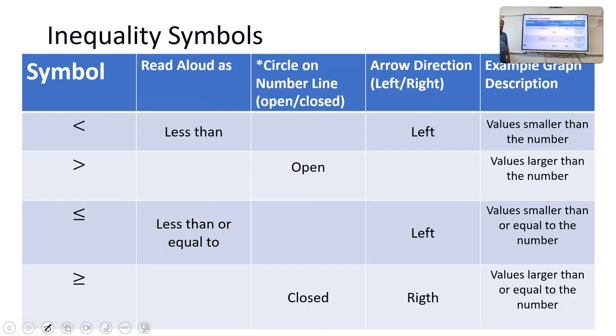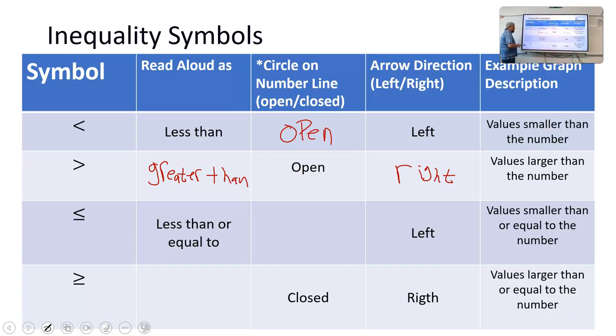All right, let's look at this next one. You should have these on your guided notes in front of you, so let's fill out what we have blank. This symbol means less than. Less than would be an open circle on your graph, and we have an entire assignment just on graphing. Our arrow direction would be going to the left, and that means values that are smaller than the number. This side means greater than, and it would have an open circle when we graph it, going to the right. It has values larger than the number.